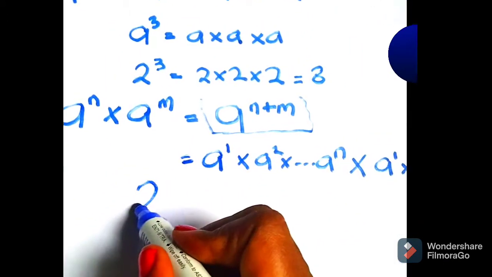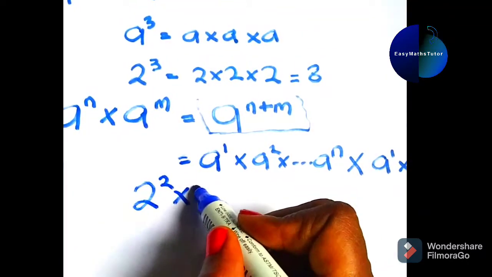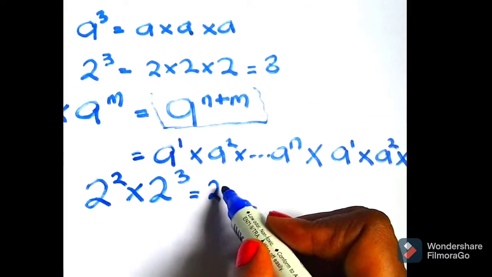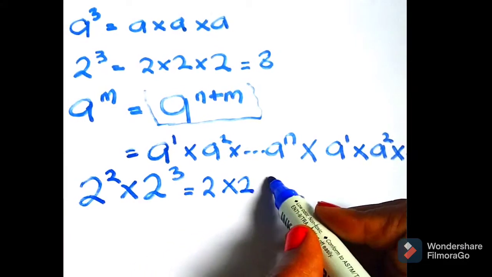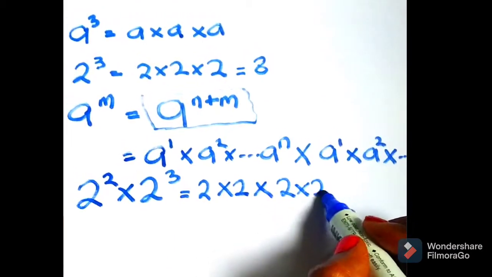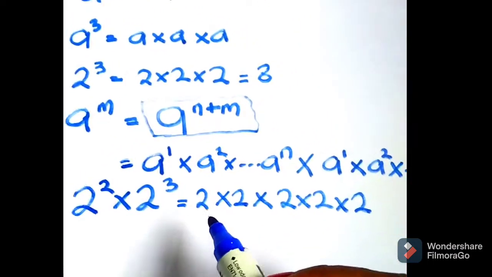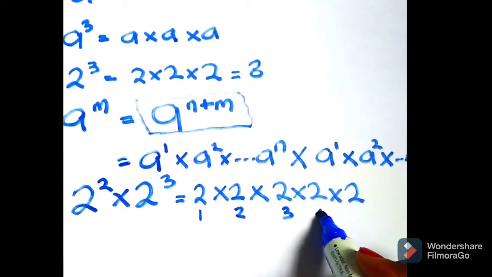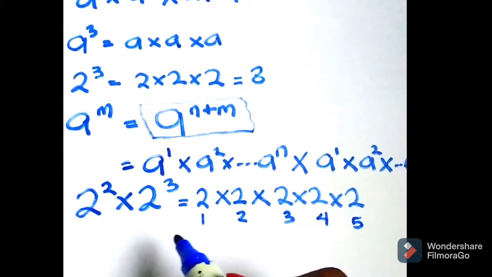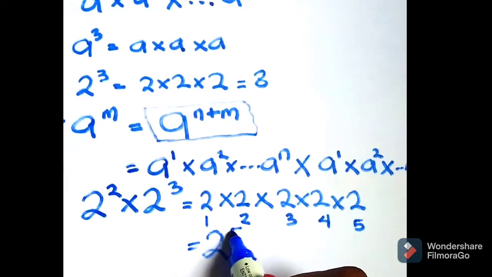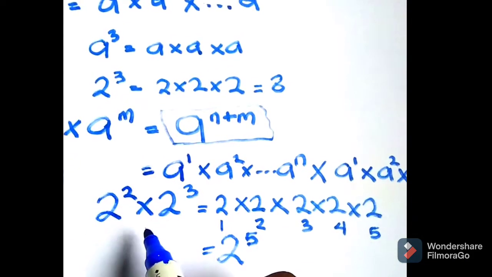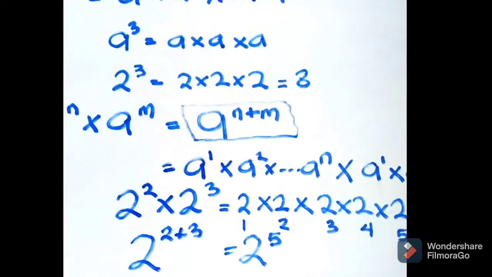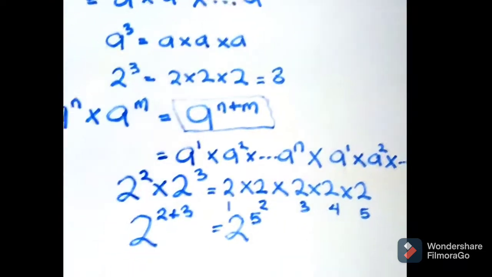Let's look at an example: 2 raised to power 2 times 2 raised to power 3. What would our answer be? 2 raised to power 2 is 2 times 2, and 2 raised to power 3 is 2 times 2 times 2. If we count them, we have 1, 2, 3, 4, and 5, so that is equal to 2 raised to power 5. If you add up 2 and 3, you have 5, so it is 2 raised to power 2 plus 3, giving us 2 raised to power 5. So that's our second rule.